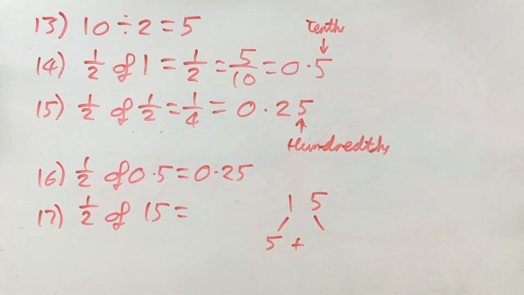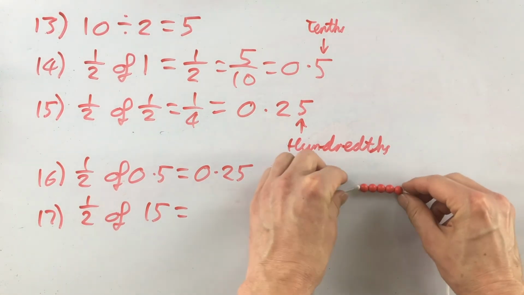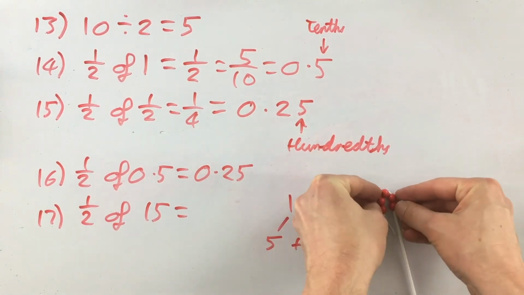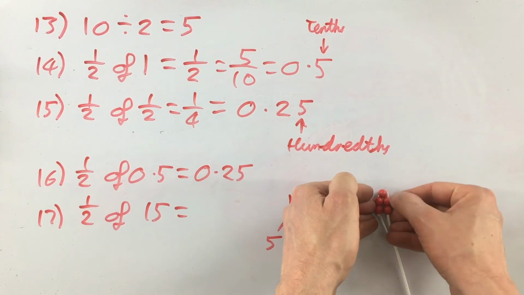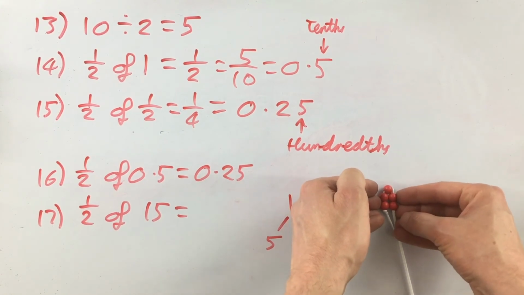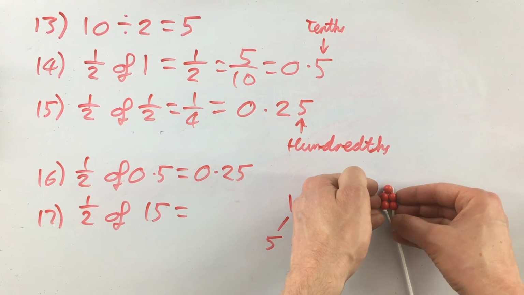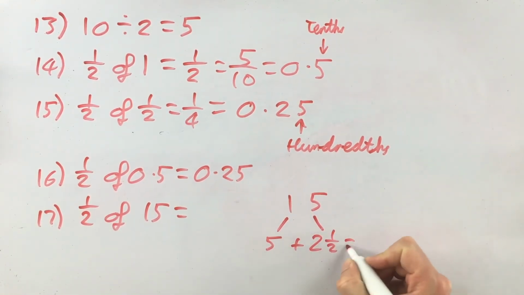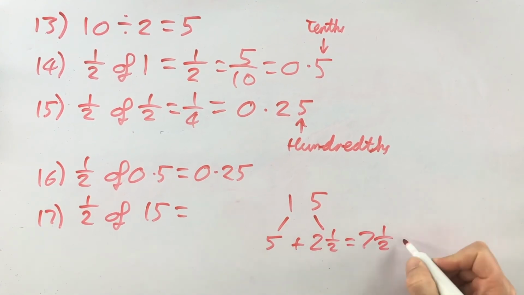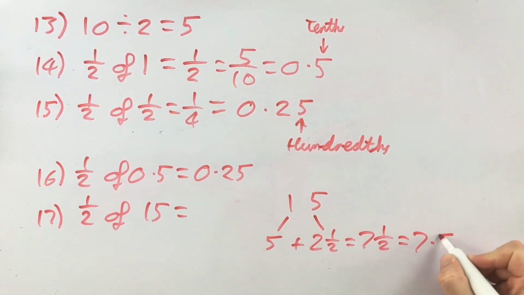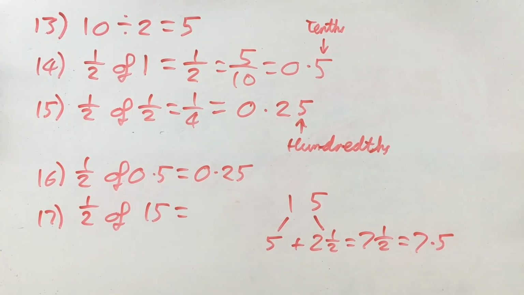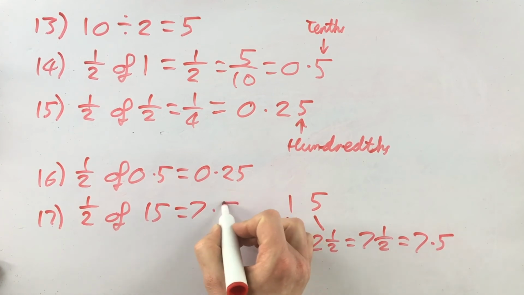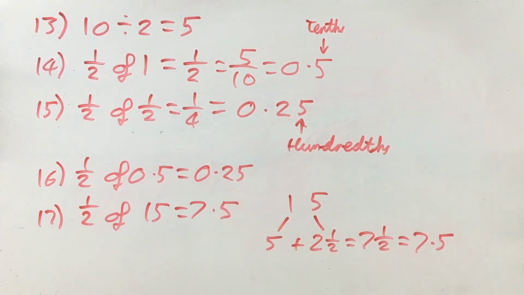You can see that on a number string as well. There's 5, you halve it, you get 2 on each side, and you get 1 at the top that you've got to split in half. So half of 5 is 2.5. Which is 7.5, which equals 7.5. You could also share that with coins, but I think if you've got this far, you probably won't need to.